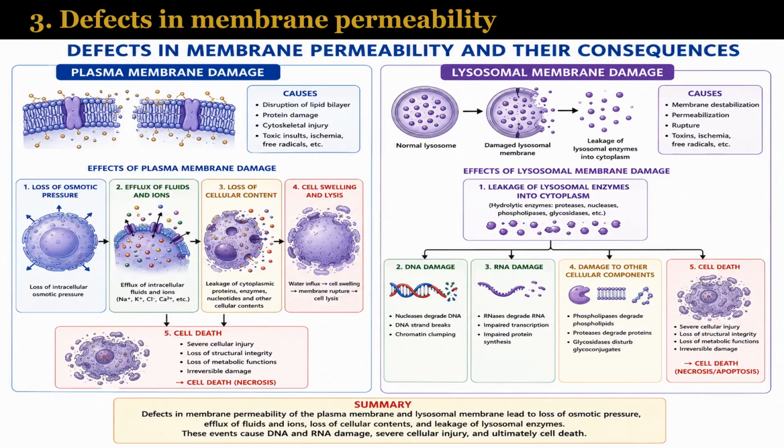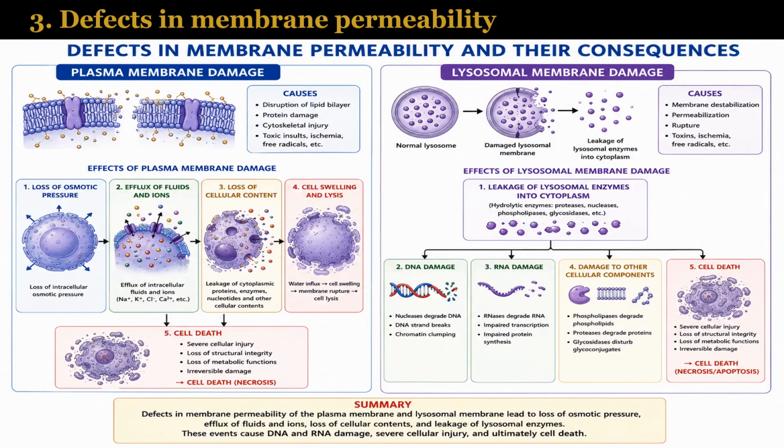The other type of membrane we have is called the lysosomal membrane. And inside this lysosomal membrane, we have certain substances found inside the lysosomes. We have hydrolytic enzymes inside the lysosomes, such as proteases, nucleases, phospholipases, and glucosidases. So if there is damage to the lysosome, and the causes of that damage might be a rupture, membrane destabilization, or even toxins, the lysosomal membrane can be damaged. And if there is damage to the lysosomal membrane, the effects are as follows.